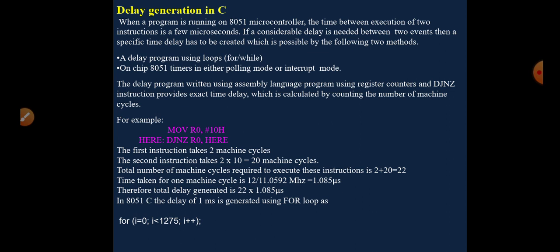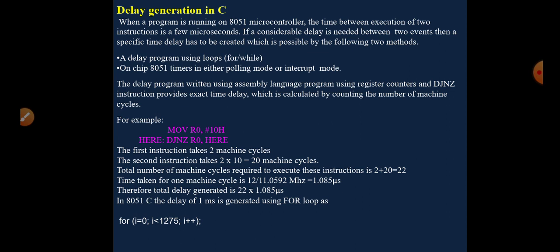are changed continuously, then in a fraction of a second all the values will be displayed. So if some delay is required between the occurrence of two events, then a specific time delay has to be created, which can be done by two different methods. One is by writing a delay program using looping structures like for or while, or the second method is by using the on-chip 8051 timers. Either they can be used in the polling mode or in the interrupt mode.